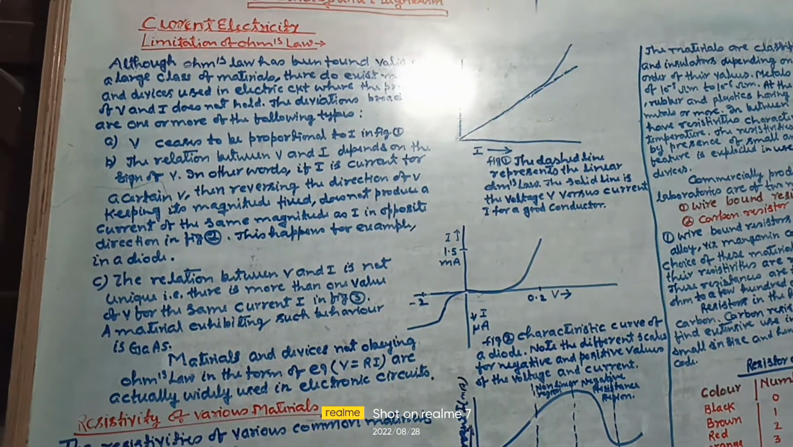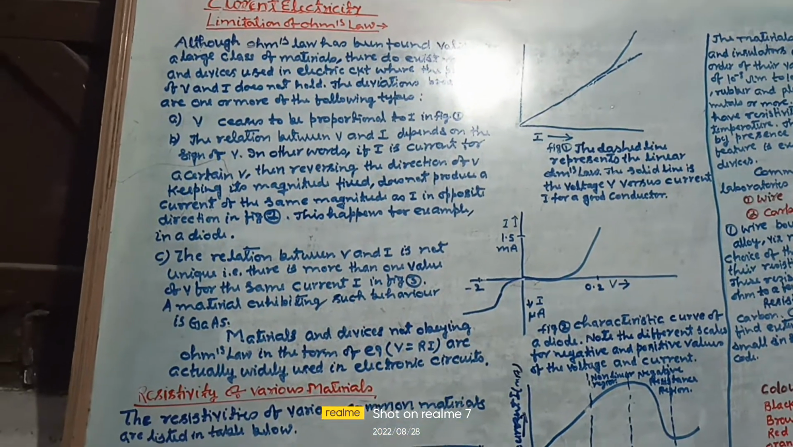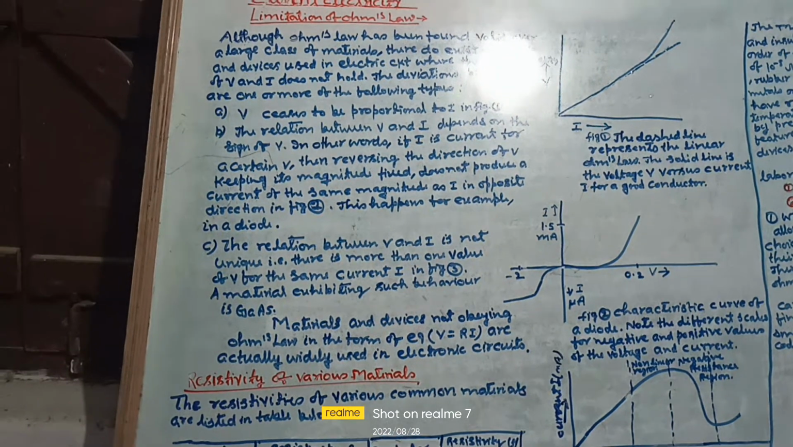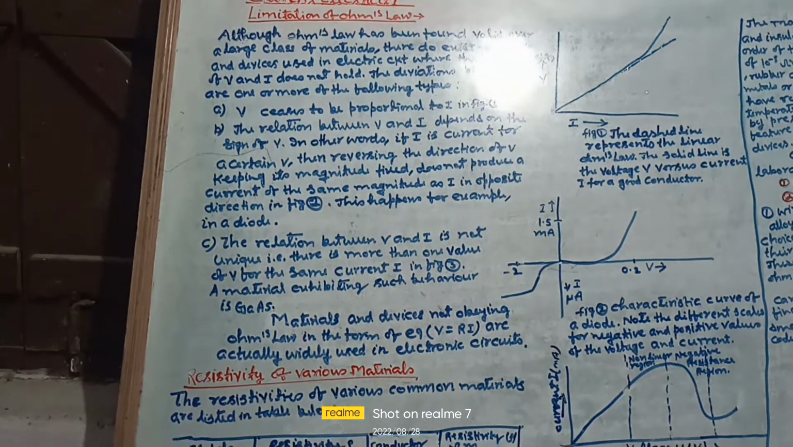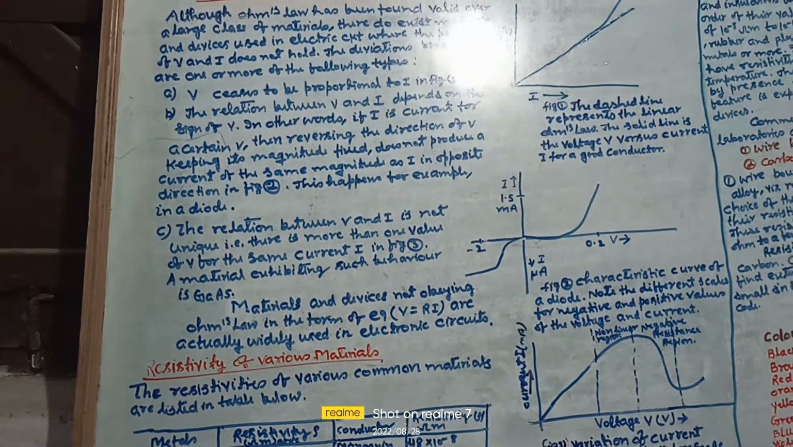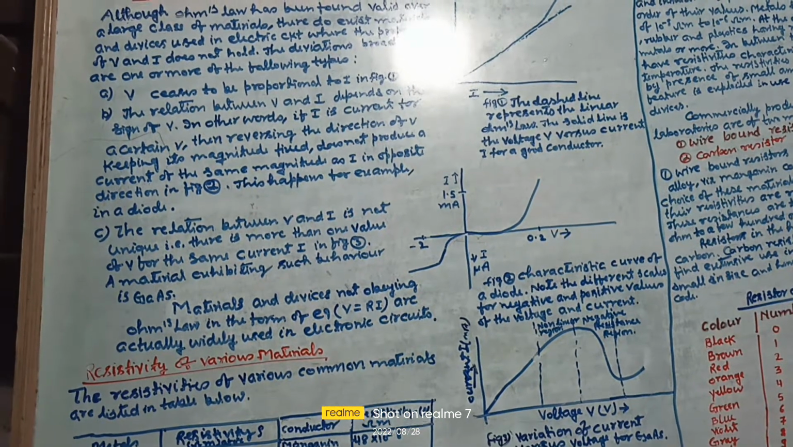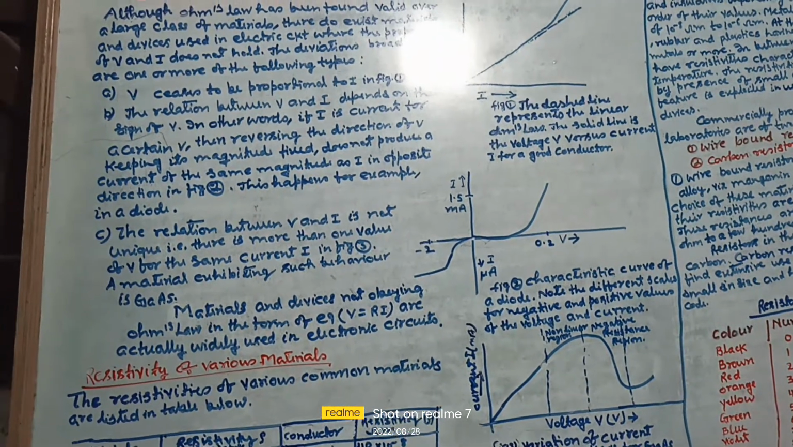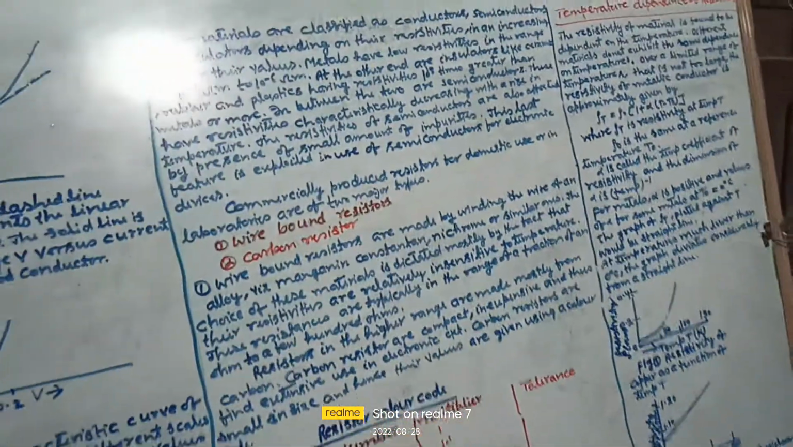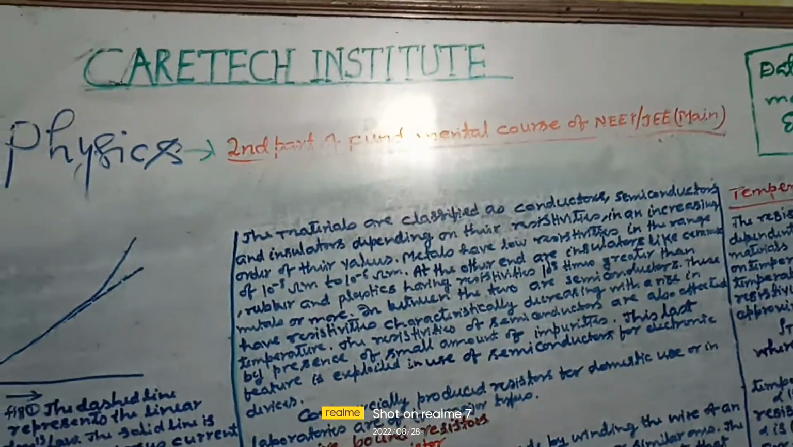Resistivity of various materials. The resistivities of various common materials are listed in the table below, as shown in the figure. Conductors are silver, copper, aluminum, tungsten, iron, platinum, mercury, nichrome. The values of resistivity are given, and the values for semiconductors and insulators are also given.